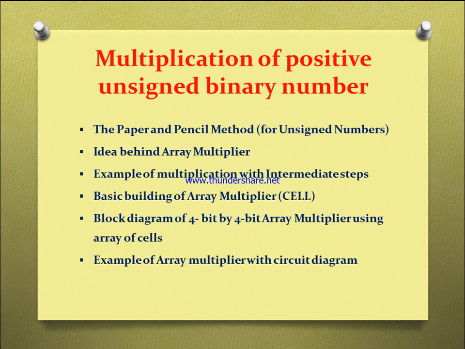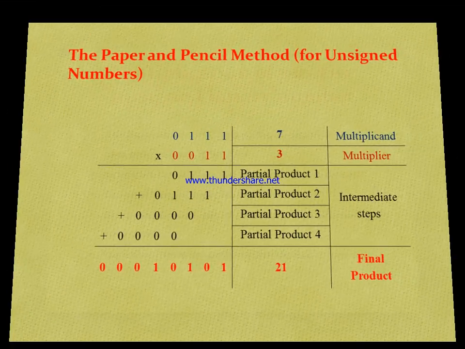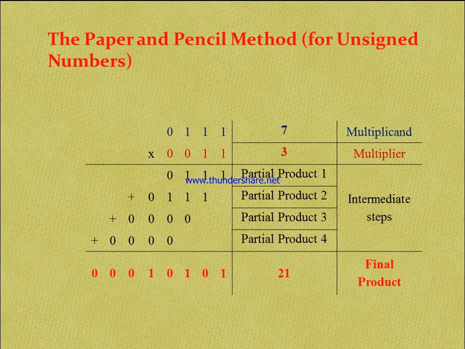Okay. So now let's start with the paper and pencil method. In paper and pencil method it is very simple. Here we choose one example of multiplication of two numbers 7 and 3. Here 7 is the multiplicand and 3 is the multiplier. So the result of the multiplication should be 21. Okay, this is the final product.